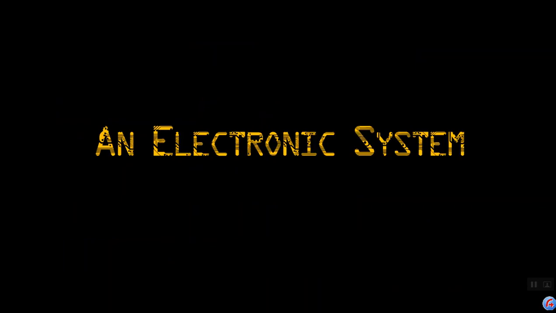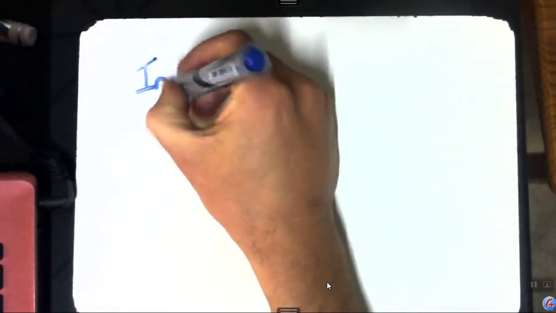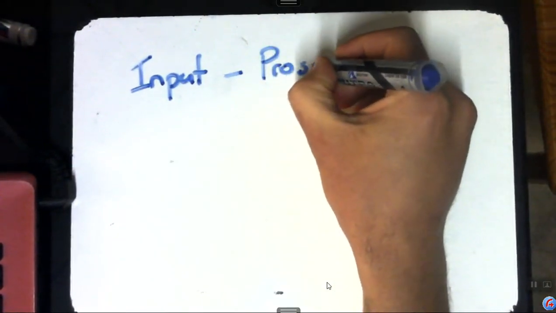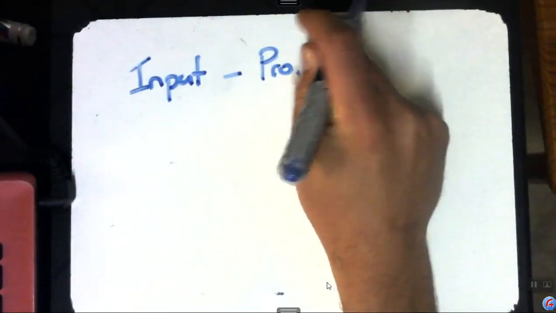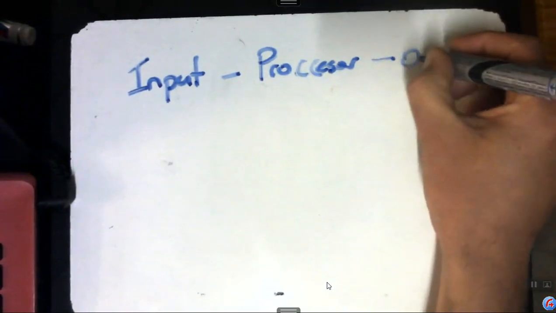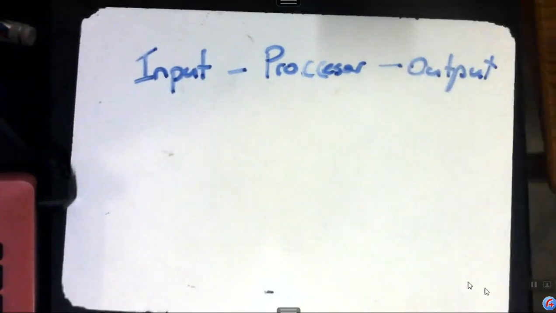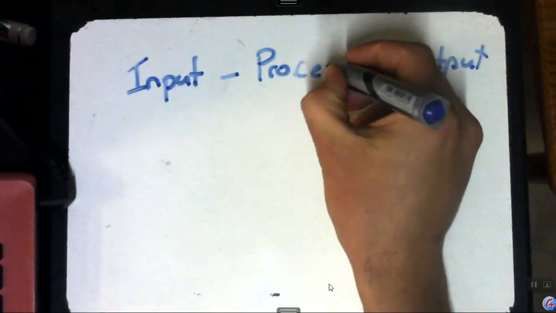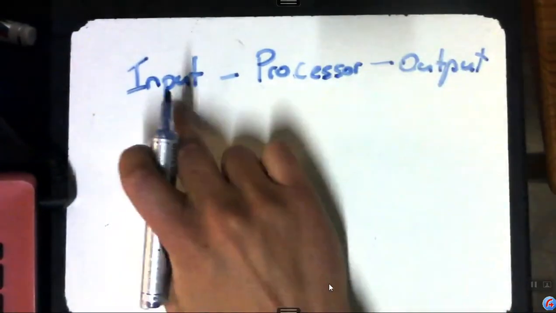So first and foremost, we're going to look at an electronic system. If we think about it, your body has a system as well. You have an input sensor or multiple input sensors. Then you have what we call a processor. And then you have an output. Sorry, processor is one C and double S. So you've got input, processor, output.